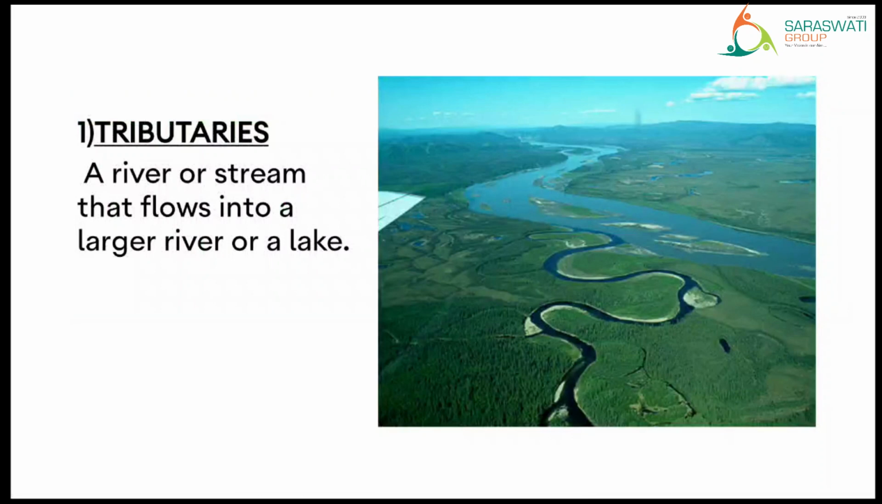Tributaries means a river or stream that flows into a larger river or a lake. See in the picture, you can see that a small stream which is making a loop, it is flowing and then it joins to a large river. Can you see that?